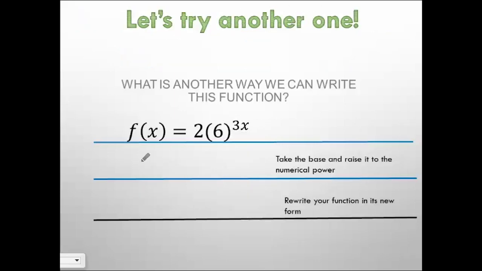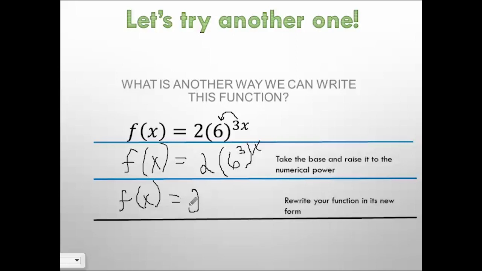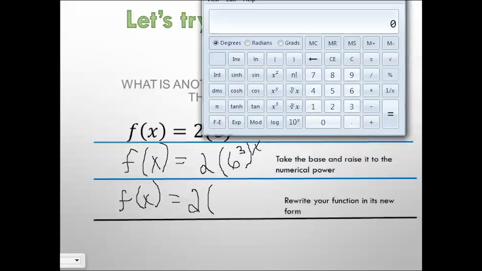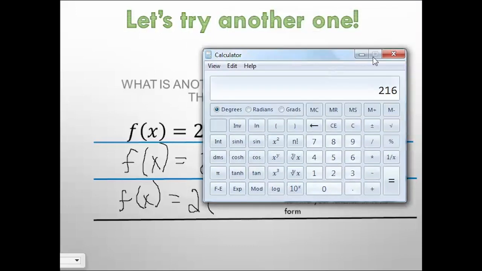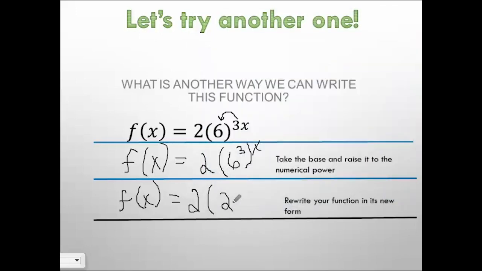All right, let's try another one. So we have f of x equals, and the 2 on the outside stays. We're going to take this 3, and we're going to raise the 6 to the power of 3, and we're going to keep the x on the outside. And so this will give us f of x equals 2, and we have to do 6 to the power of 3. So 6 raised to the power of 3 gives us 216 to the power of x.